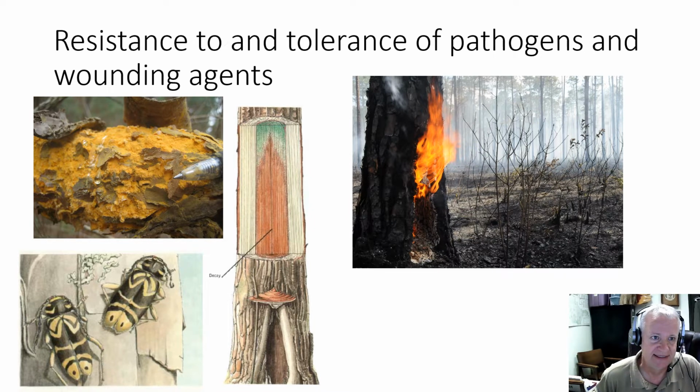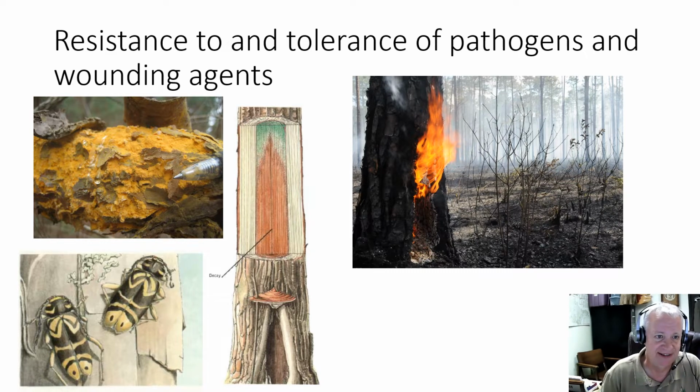And then disease, which is caused by pathogens, is not the only factor that impacts trees. And a lot of these mechanisms actually help trees to tolerate other damaging or wounding agents, including insects, including mechanical damage, breakage from storms or whatever, or fire as an example. So this was the best I could do: resistance to and tolerance of pathogens and wounding agents.